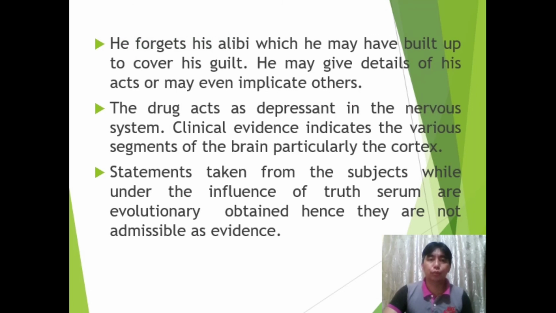So this is it. He forgets his alibi, which he may have built up to cover his guilt. He may give details of his acts or even implicate others. So the good thing here is, since the subject will forget himself, he would tell you everything. Of course, this is illegal, and they only use this for intelligence purposes, but it's still one way of detecting deception.